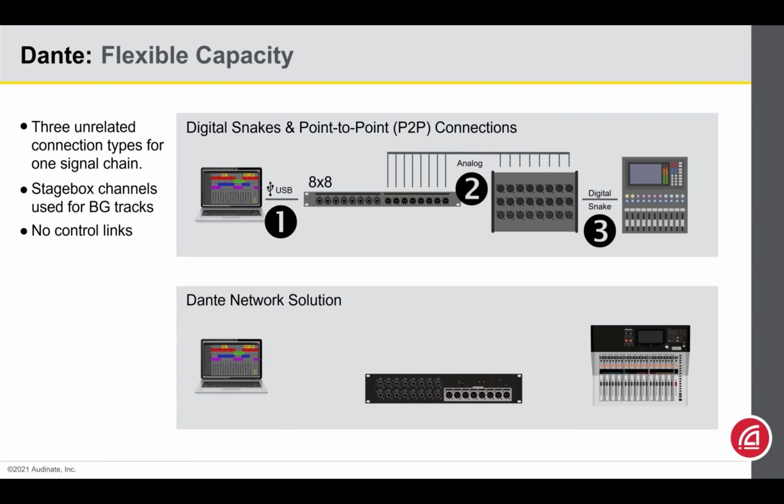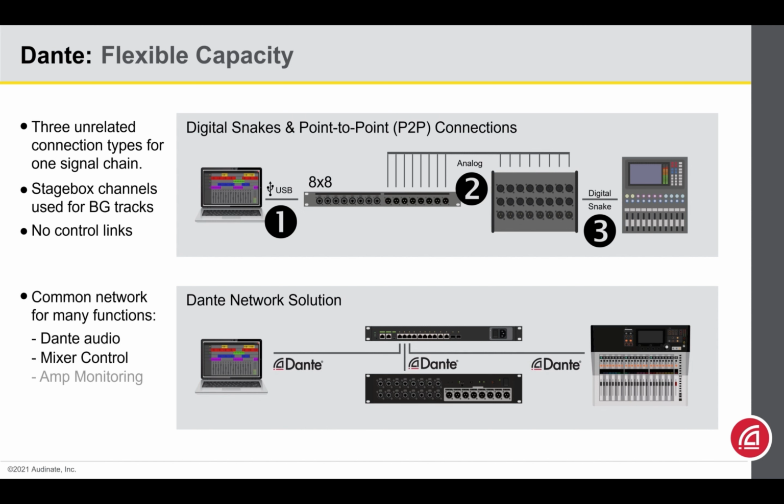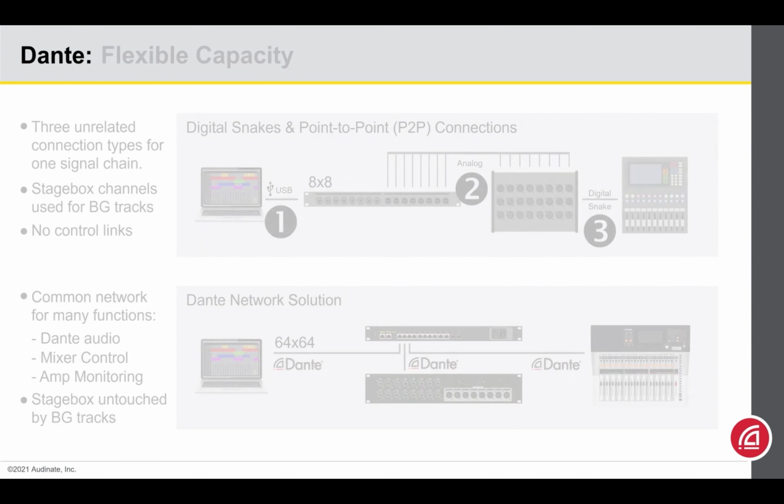So now let's look at how Dante manages this. All devices are cleanly connected to a network switch. The network can be used for more than just audio transport. It can also control the subscriptions on any device, control the mixer, or monitor the amplifier performance. Notice too that backing tracks do not use up inputs on the stage box. They follow a direct link from the laptop to the mixer, remaining digital the whole way. And we could provide far more than 8 channels if desired.